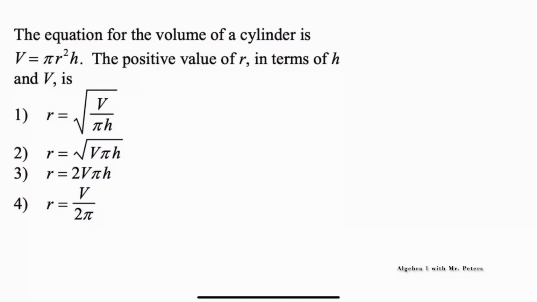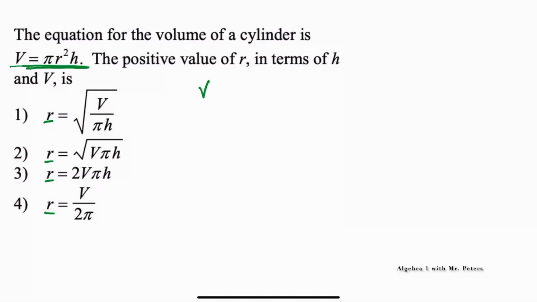So we're talking about literal equations, rearranging formulas. And they give us the formula right here. V is equal to pi r squared times h. And they want us to solve for r. If you didn't understand when they say in terms of, just look at our answer choices. They're telling us they want us to get it for r.